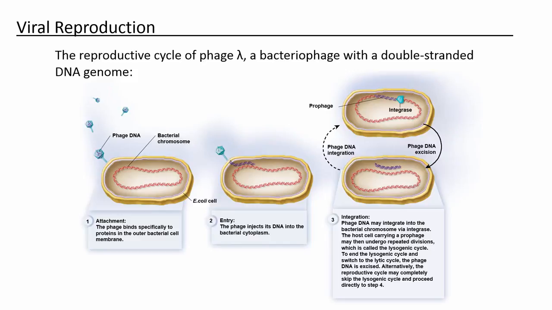So when HIV is released from a cell, the cell doesn't actually die like it does when phage lambda is released from the cell. So you actually have to kill the bacterial cell. But when HIV is released, you're not going to kill the actual cell.